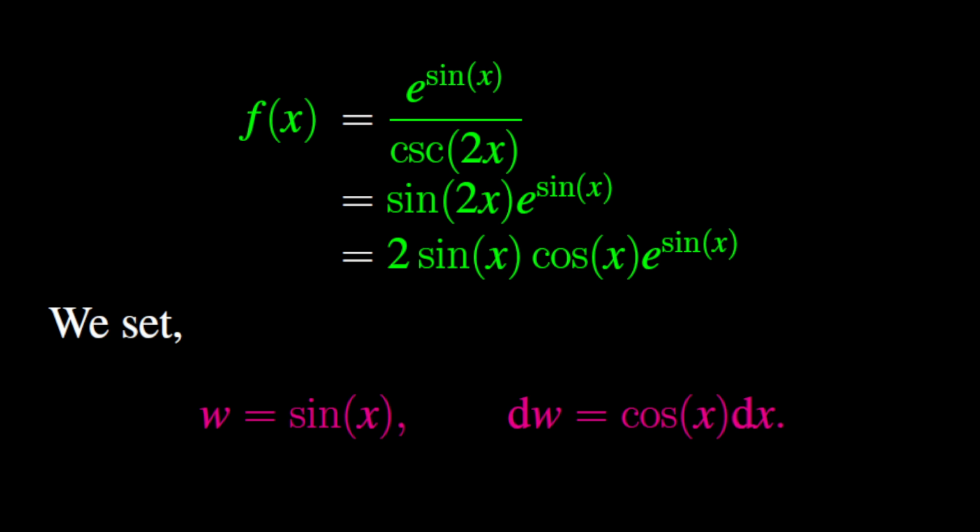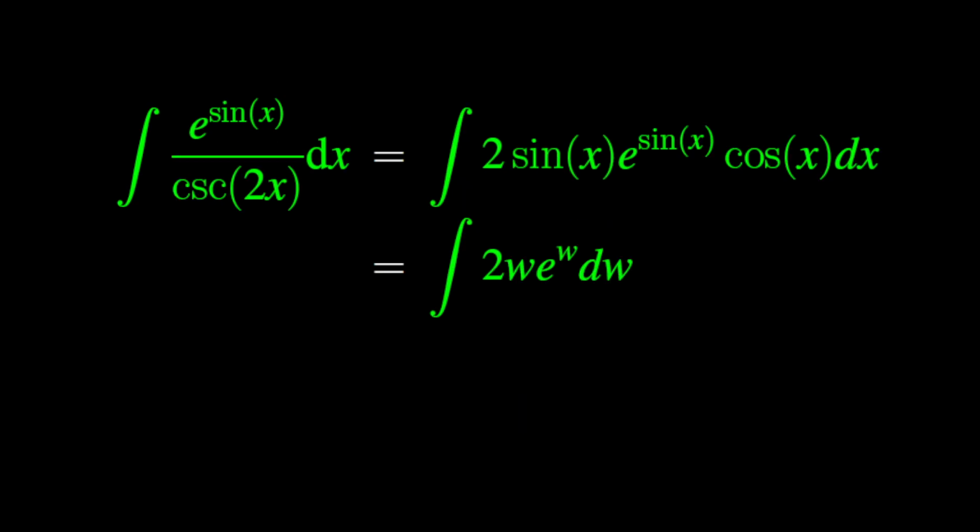It is evident that the natural choice for the substitution parameter w should be the inner function. Thus, w should be sine of x. So, we set w equal to sine of x and dw should be equal to cosine of x dx. So the integral of the fraction exponential of sine of x over cosecant of 2x dx becomes the integral of 2 times sine of x times exponential of sine of x times cosine of x dx, which can be simply written as the integral of 2w times exponential of w dw. This version of the integral is naturally simpler than the original version.